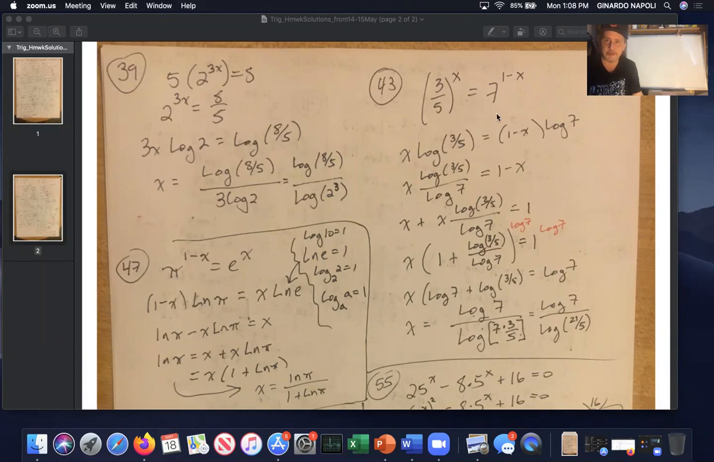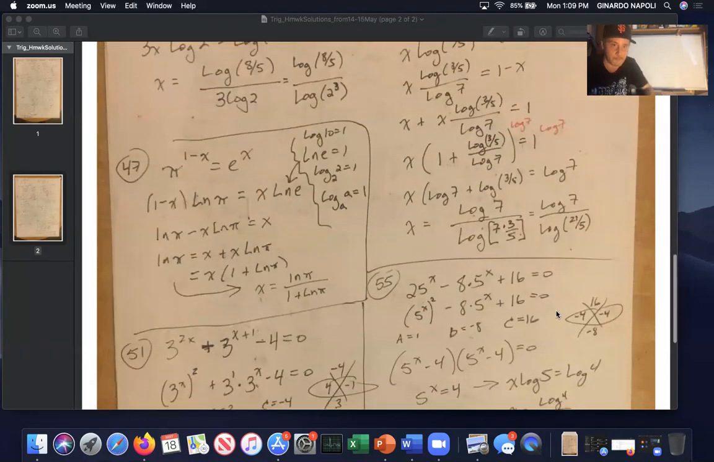And 43 was a little involved, but you're still logging both sides, right? You still want to get the x's on the same side. So I decided to divide by log 7 here. And then I added the x, then factored out the x. Okay, so that's going to equal 1. So I multiplied both sides by log 7 to get rid of the denominator. So that's how this happens. And then I did a couple steps here. Notice that in the parentheses, you can do some log properties, right? So that's why it's 7 times 3/5. And so then you get that.